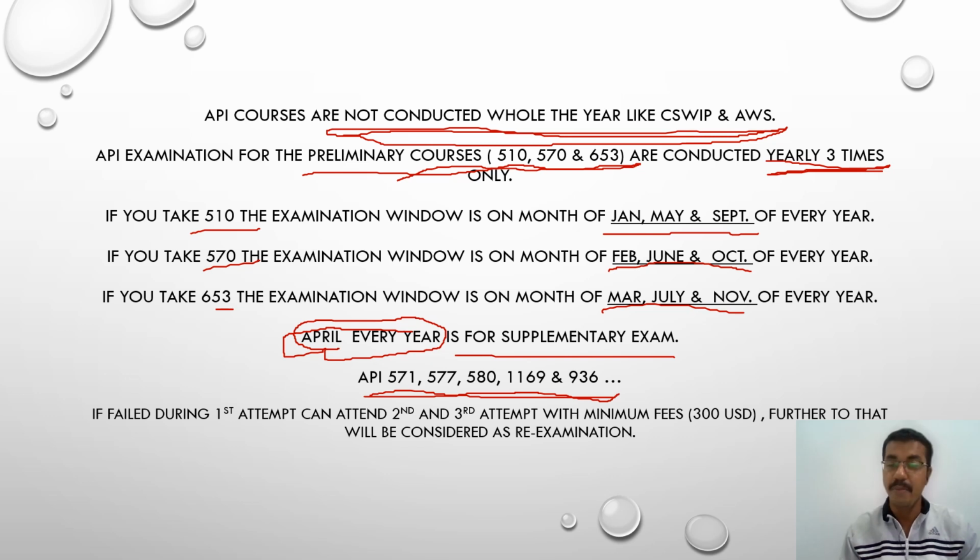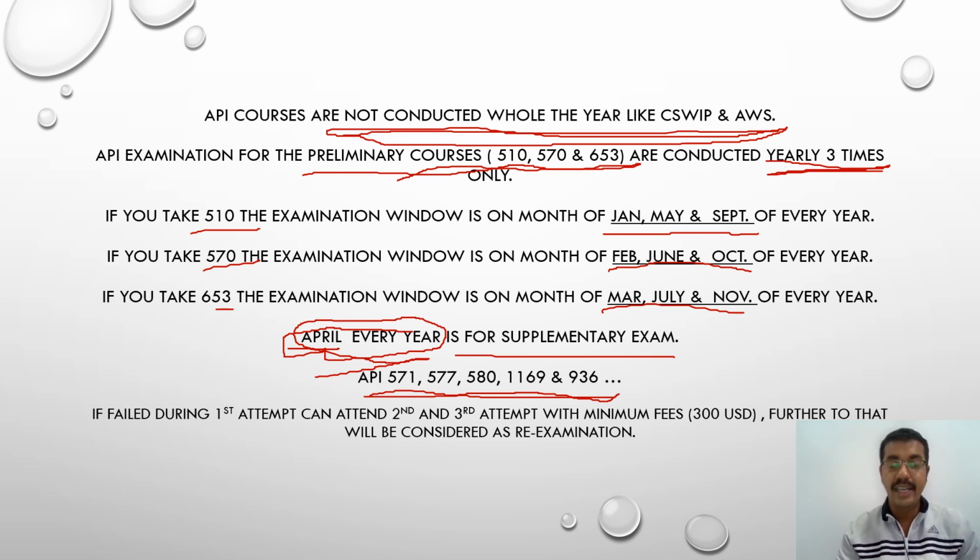And for all supplementary exams, you have to go for April every year. You cannot do it more than one time. This is in April, 1 month in a year, April. 571, 577, 580, 1169 and 936. Whatever you need, that should be in April.